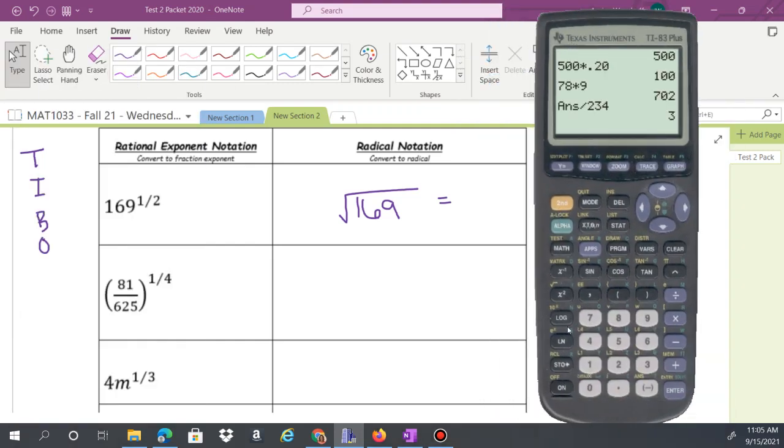So our square root button, second square root, 169 gives us 13.